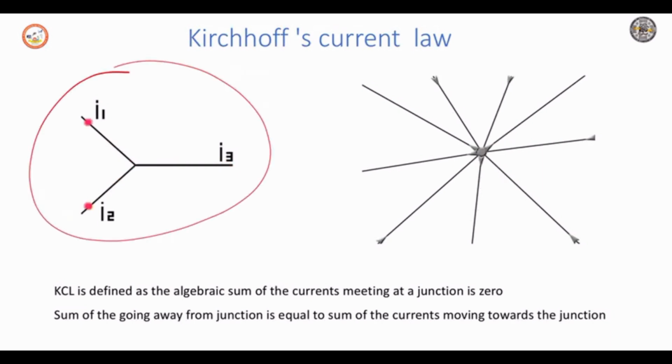If you consider this particular example, there is a junction into which 3 different currents are entering. The algebraic sum of all the 3 currents will be equal to 0. Entering current will be taken as positive and the leaving current will be taken as negative. Or the other concept is that the sum of the entering currents will be equal to the sum of the leaving currents. Both will hold good.